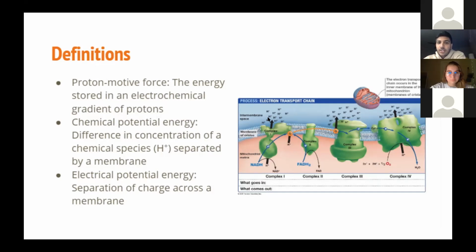And then you can also see electrical potential energy through the separation of charges. Obviously there are so many charges here and fewer charges here. So you can see that there's a difference in charges essentially, and that leads to electrical potential energy.